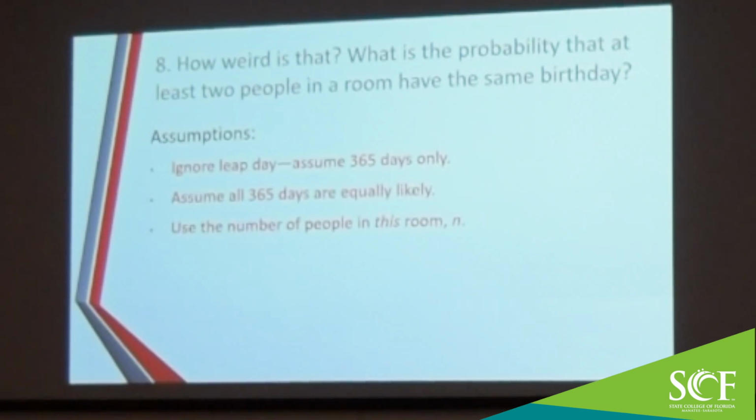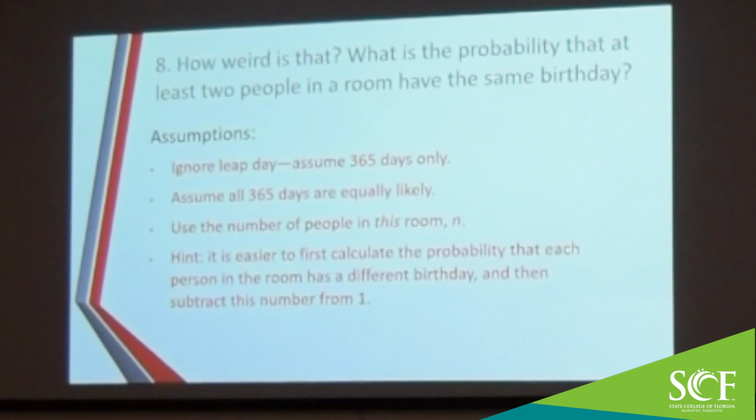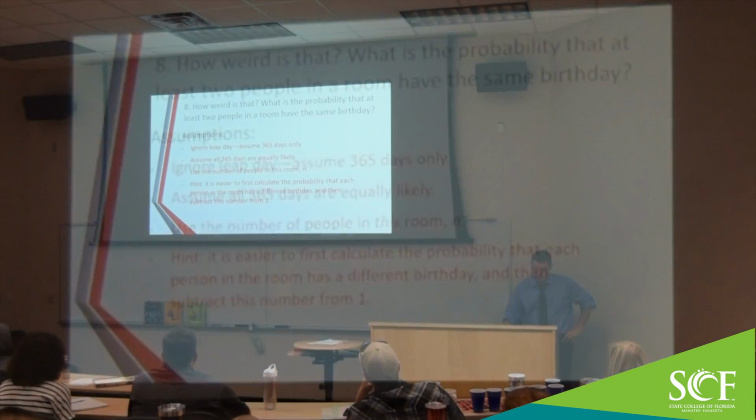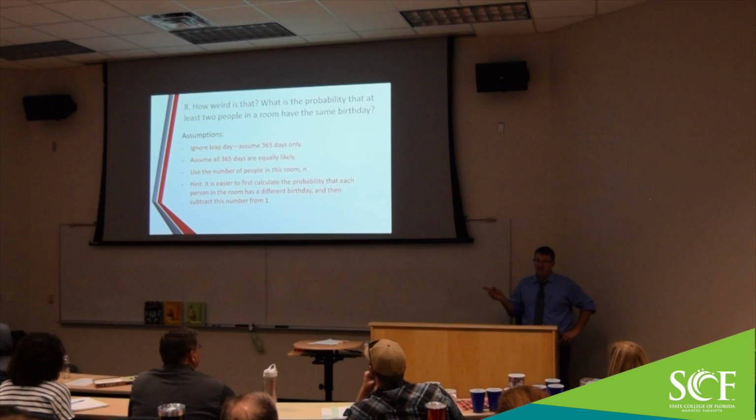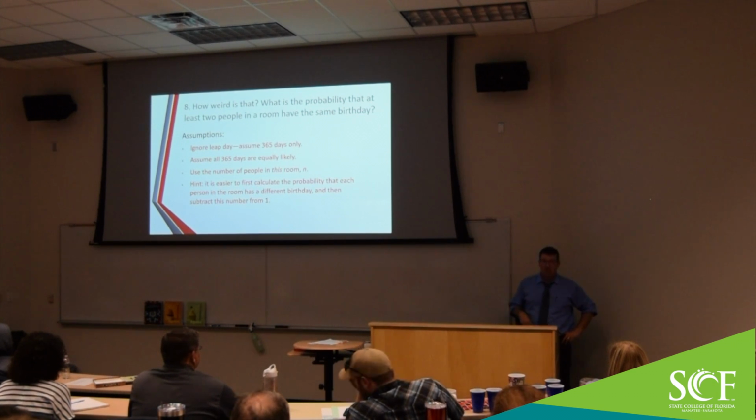So we're going to use the number of people in this room. So I'm going to use 80. It's easier to calculate the probability that each person in the room has a different birthday. So if there's 80 of us, it's certainly possible that all 80 of us have different birthdays.